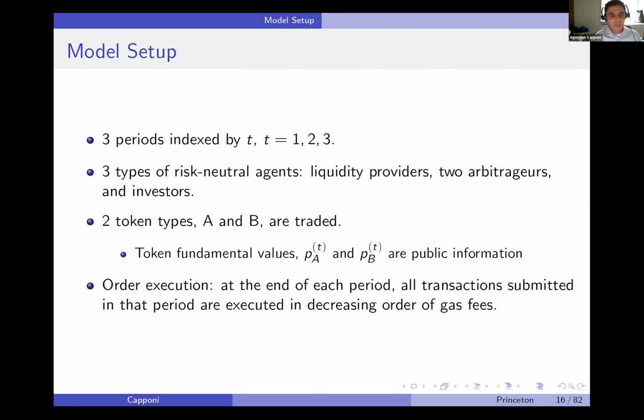Just to be clear, there are two kinds of fees. There are the fees paid by the investors who want to trade, and these are proportional to the amount that they are transacting. And then there are the fees that everybody has to pay if they want to get executed. You could always submit a transaction, but if you attach a very low fee to it, maybe this transaction will never get executed, so you will have to wait for a long time.